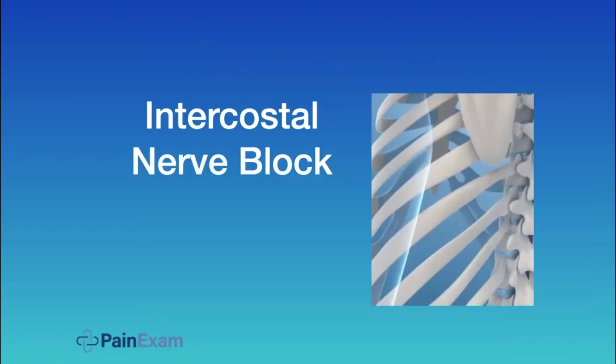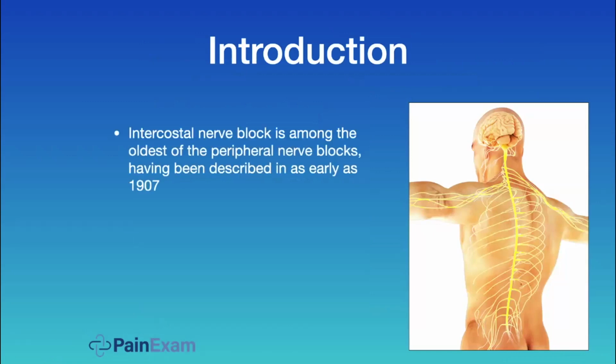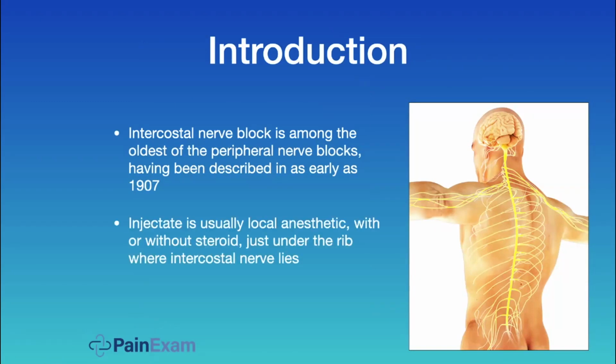The intercostal nerve block. Introduction. The block is so old. In the early 1900s, they've been blocking this nerve. They've been using local anesthetic. Probably back then they used cocaine to block it, which we obviously are not using anymore. Maybe they used lidocaine. And the nerve runs under the artery. You could use a neurolytic such as alcohol or phenol, pulsed radiofrequency, or cryotherapy.